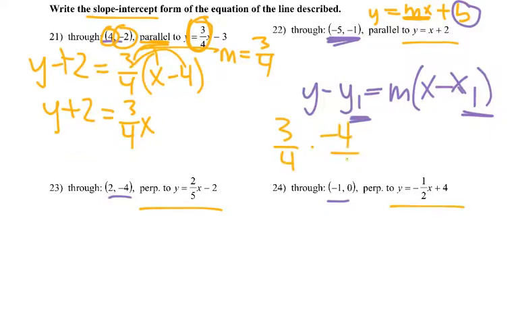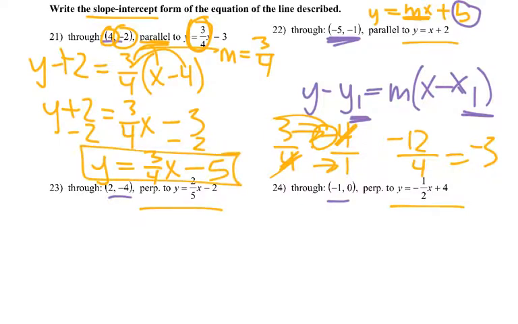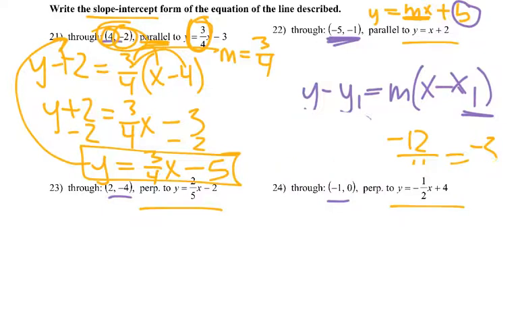If we made negative 4 a fraction, 3 times negative 4 is negative 12. 4 times 1 is 4. Negative 12 over 4 gives us a negative 3. Another way to think about it is that the 4 on top and on bottom cancel out. Negative stays with it. So we end up with a negative 3. We subtract 2 from both sides. We end up with y equals 3/4 x minus 5. There's our equation that is parallel to this one that goes through that point. Okay? That's how we do those ones.